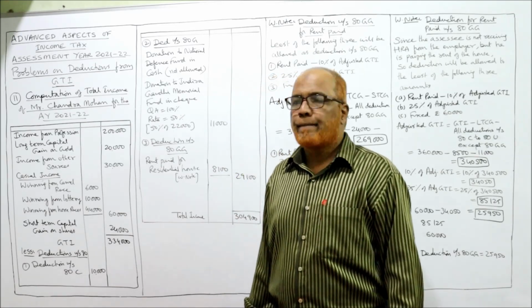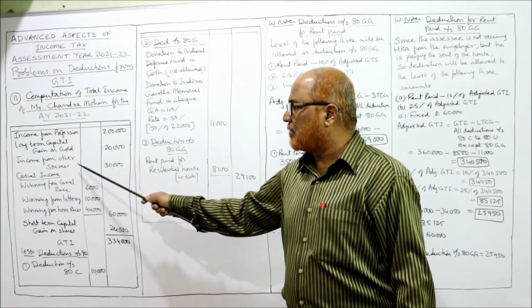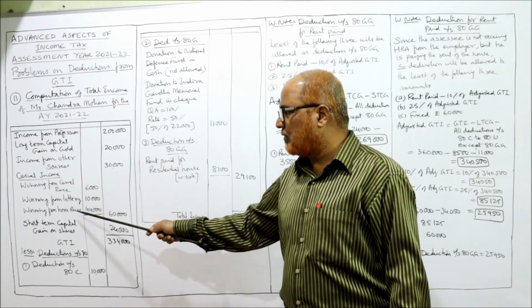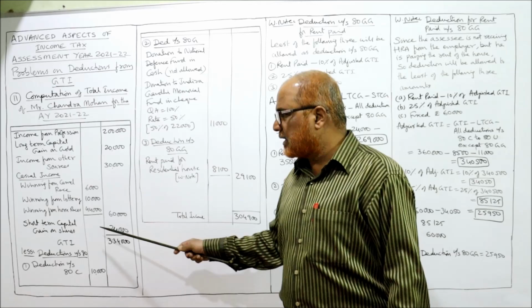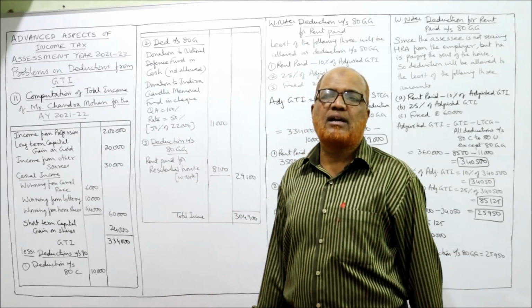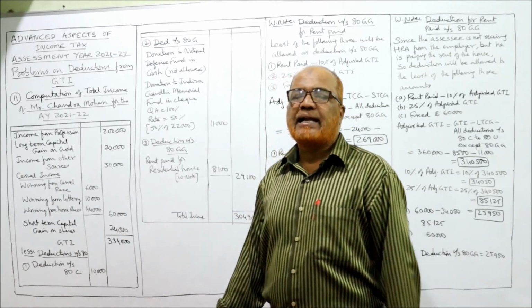Now we'll take the total. Income from profession 2 lakh, long-term capital gain 20,000, income from other sources 30,000. Casual income, winnings from camel race, lottery and horse races, total 60,000. Short-term capital gain on shares 24,000. So gross total income, GTI, is 3,34,000.